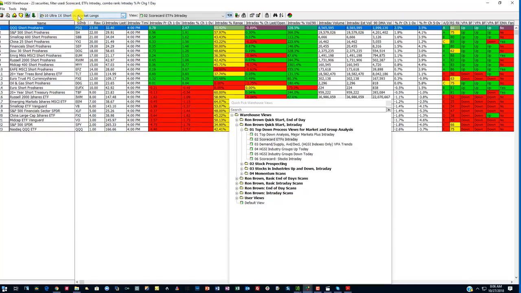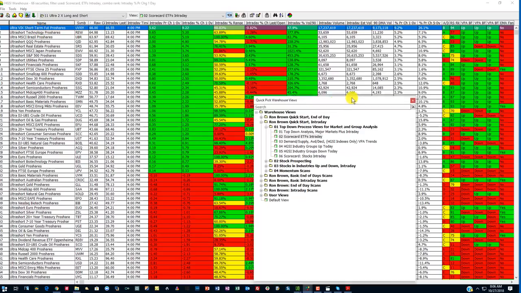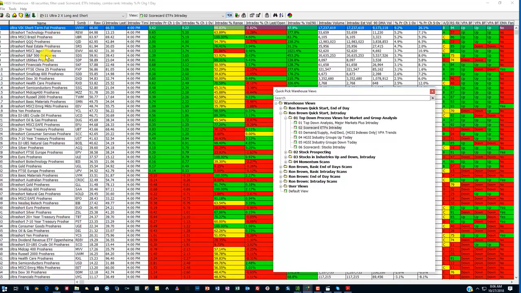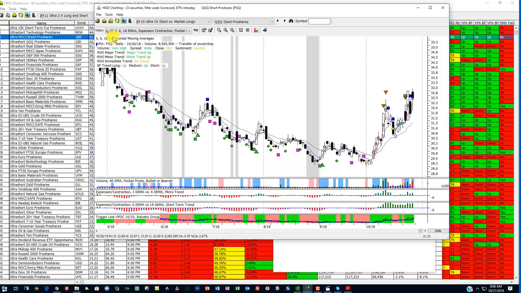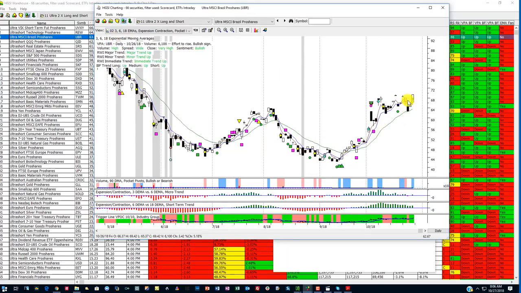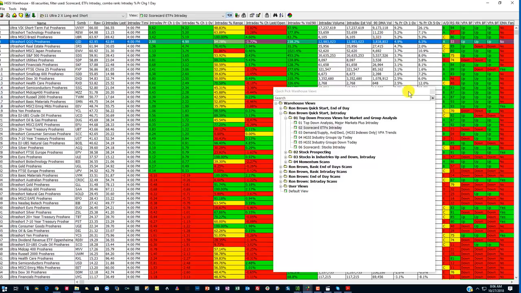Now, you can do this with any of these groups. Here's the Ultra 2X long and short. It'll give you a much broader view of what's going on in the market. You can see that there are some country ETFs in here and so on. Here's Brazil. This is the Ultra Brazil. This has been moving up nicely, but what do we do? We go over here and we look at the 90-day moving average volume, and it's not very liquid. So make sure you look at the liquidity.